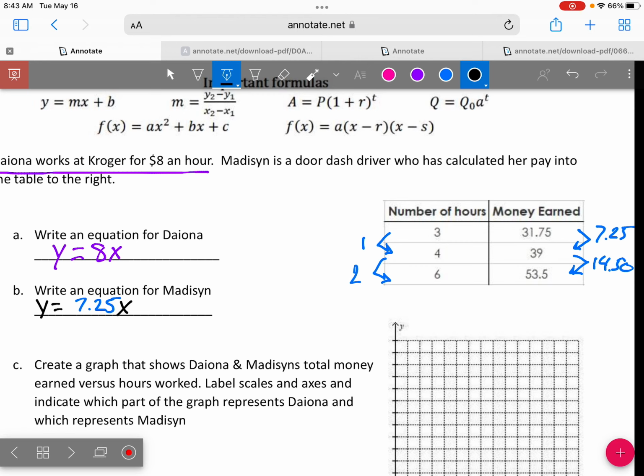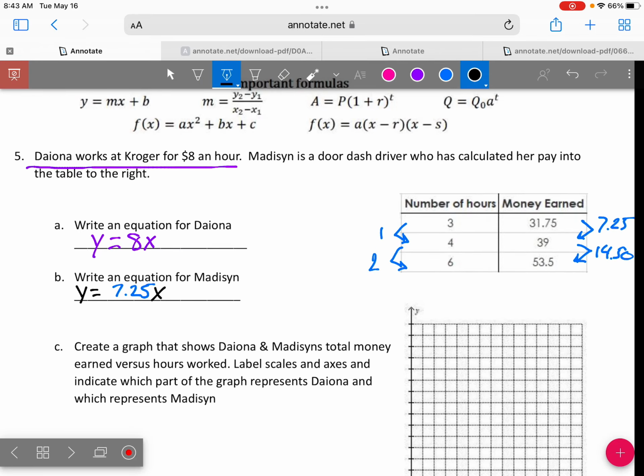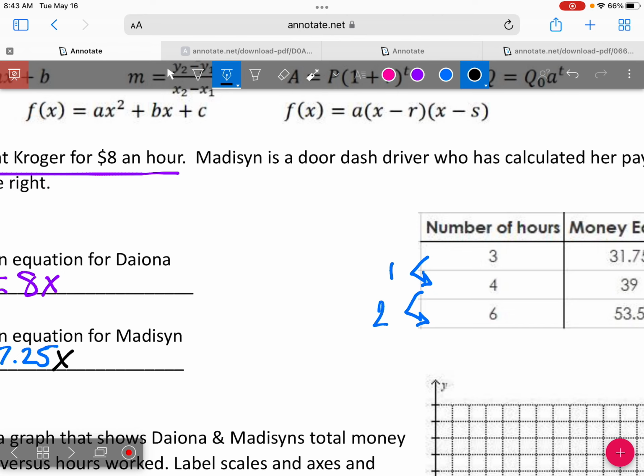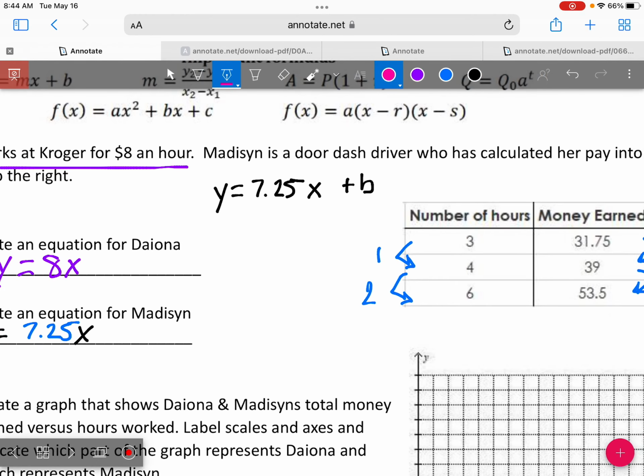But maybe she gets money just for showing up to the shift. So we got to make sure about her y-intercept. So the way we do that is we take the piece that we have of our equation, y equals 7.25x, and we want to see if there's a b value. We are going to pick any of our points in here. I'm going to go with this one because it's not a decimal, because decimals are gross. I have an x, and I have a y. And we're going to plug these values in.